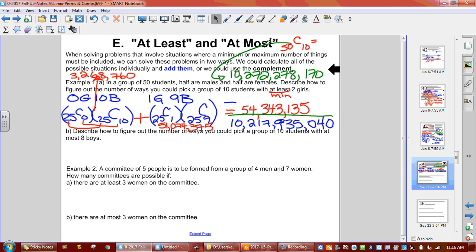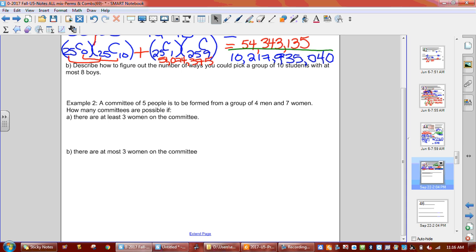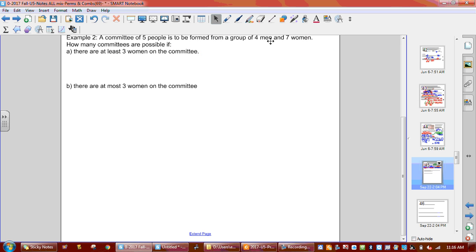Alright, let's take a look at number 2. Again, committees. Committee starts with the letter C. Committees are 99% of the time combinations, unless they give you a ranking order. So we're talking about a committee next. We have a committee of 5 people that needs to be formed from 4 men and 7 women.